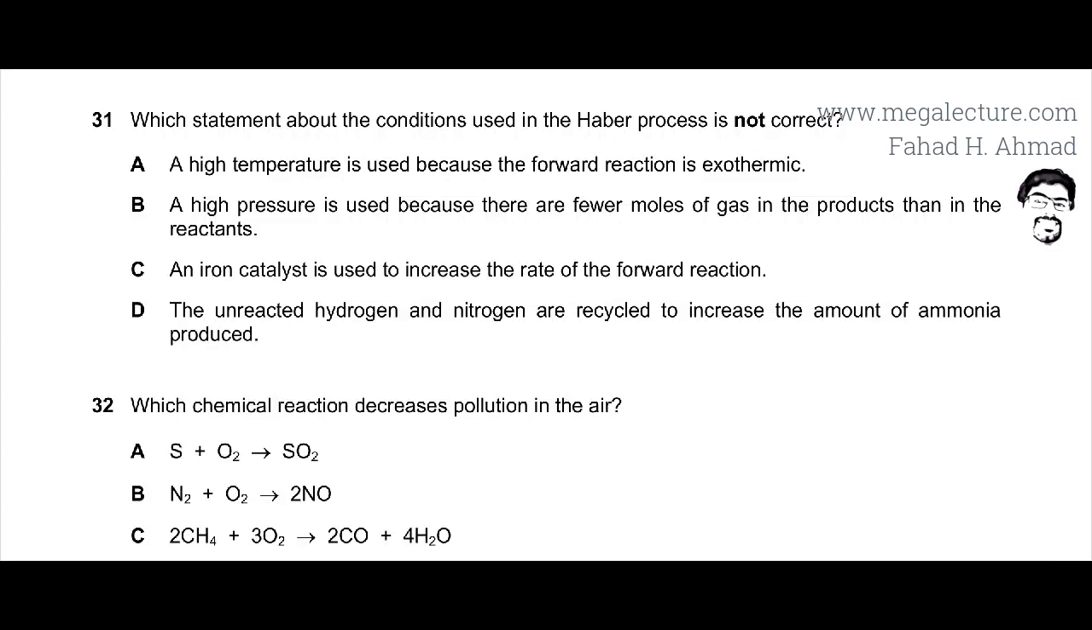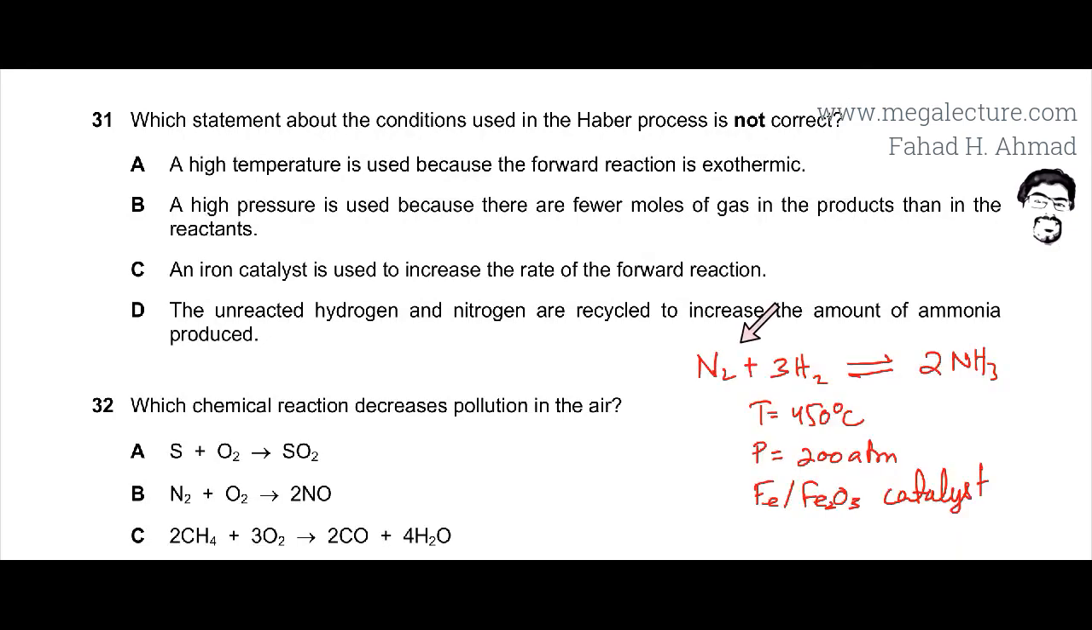The following question reads: which statement about the conditions used in the Haber process is not correct? So this here is your Haber process, where nitrogen and hydrogen react and they produce ammonia. The temperature is 450, pressure is 200 atmospheres, and you have a catalyst in the form of iron or Fe2O3. So, which statement about the conditions used in the Haber process is not correct?